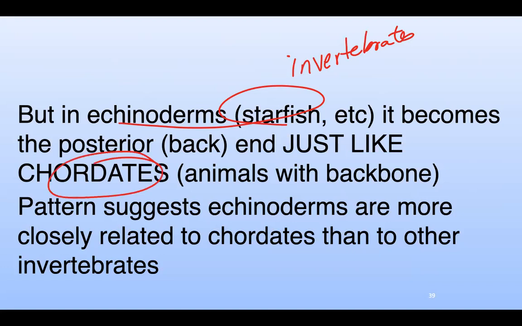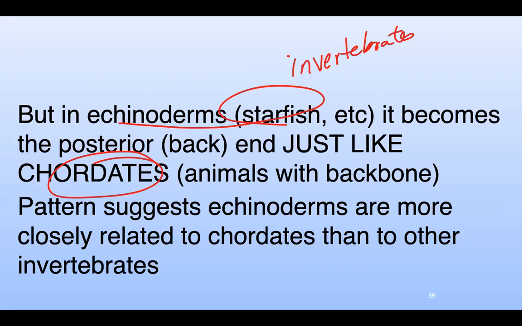And the chordates are the vertebrates. But if you look at the embryo development of a starfish, the blastopore forms the anus first, just like all of the vertebrates do. So they're actually more closely related to us than they are to other invertebrates like jellyfish or squid or things like that.